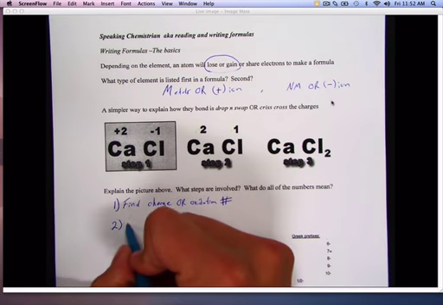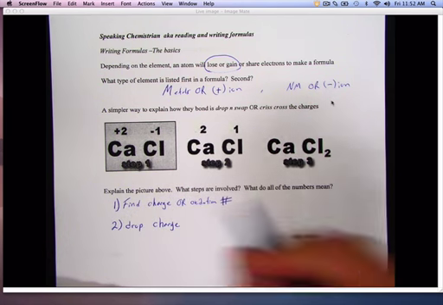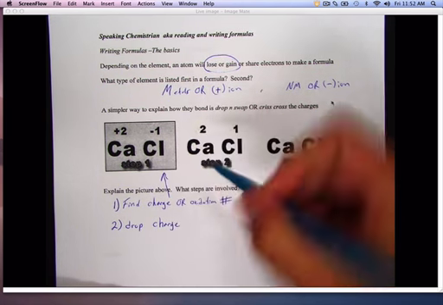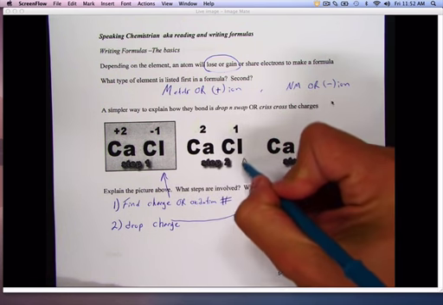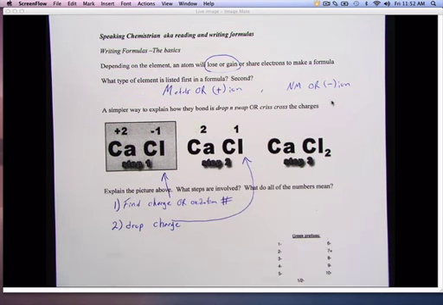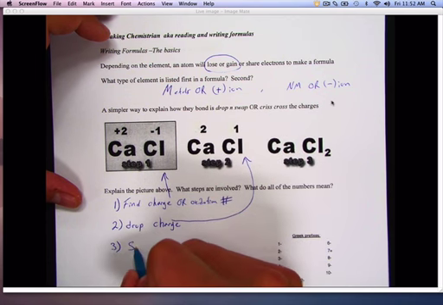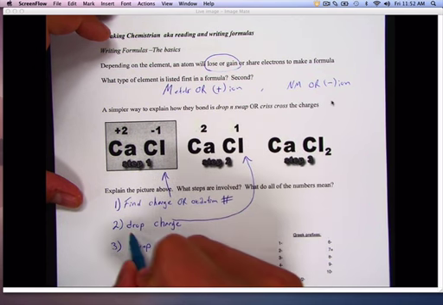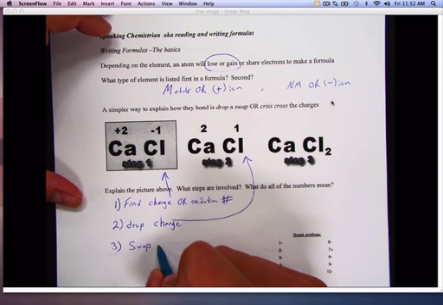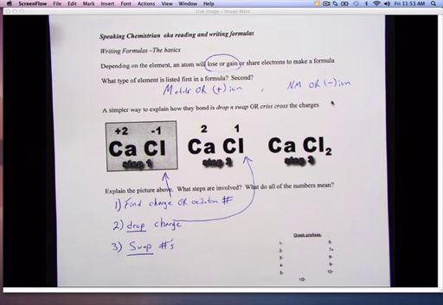Next thing you do is you drop the charges. So first thing, find the charge. Second thing, drop the charges. Notice the only thing that happened here is no positive, negative, just numbers. Don't worry about the positive, negative in this. Third thing, swap. Swap the numbers. And this is where I'll say drop and swap. Find the charges, drop the positive, negative signs, swap the numbers.